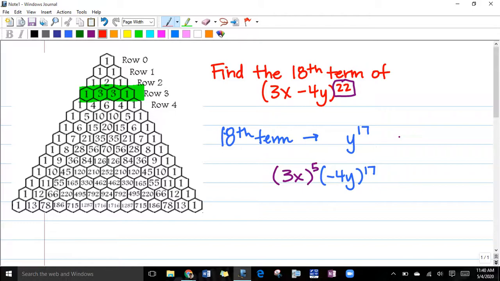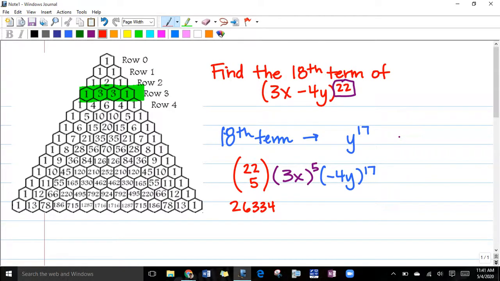Now I can work my way back to what the coefficient would be. I'm going to use a combination because I don't know what the 22nd row of Pascal's triangle looks like. So in my combination, the top number n is always that biggest exponent, which in this case is 22. And then the bottom, again, we can pull either the x exponent or the y. I have been choosing the x. So this is the basic format of this 18th term. And now I'm going to go ahead and multiply it out. So on my calculator, I'm doing 22C5.